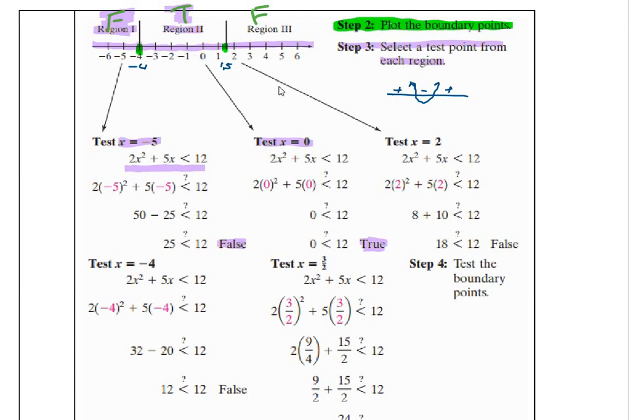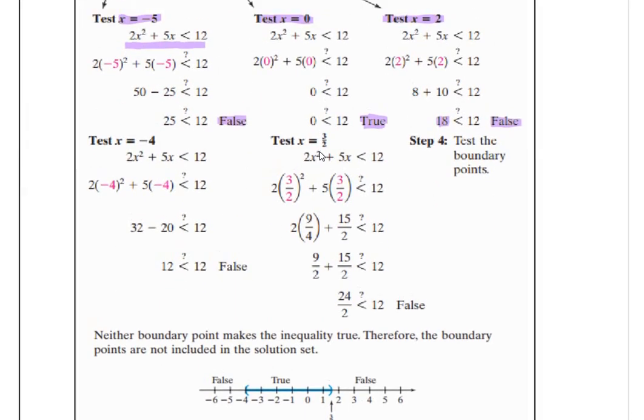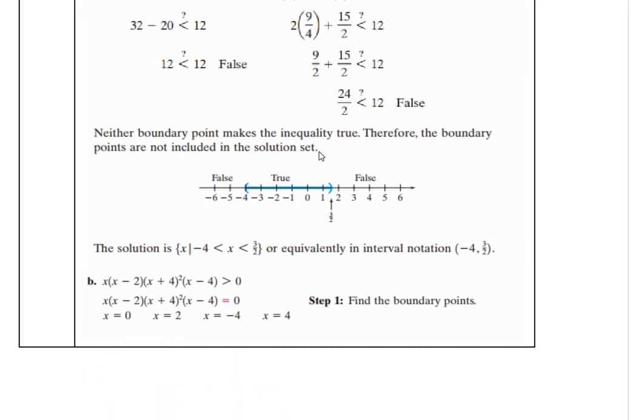And then I take any number in the third region. I took 2 here for this example, but you can take any number in that region, test it again. Mine worked out to be 18. That is not greater than 12. So this is false again, telling me that region 3 is false. Therefore, the answers that I must give must be the ones that are true. And therefore, the true will be, as we said, in the region between -4 and 1.5.